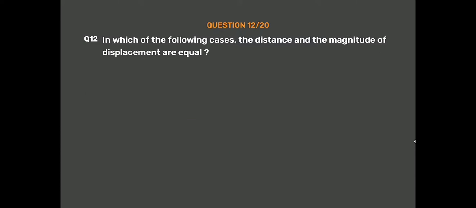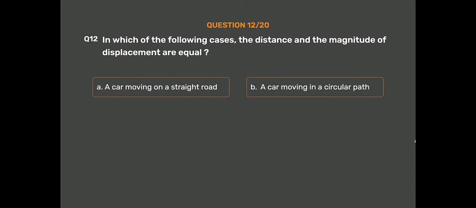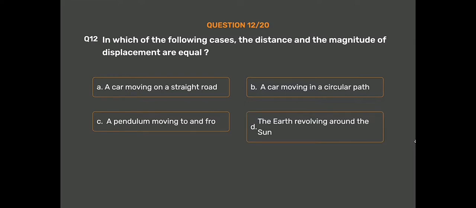Question number 12. In which of the following cases, the distance and the magnitude of displacement are equal? Option A. A car moving on a straight road. Option B. A car moving in a circular path. Option C. A pendulum moving to and fro. Option D. The earth revolving around the sun.